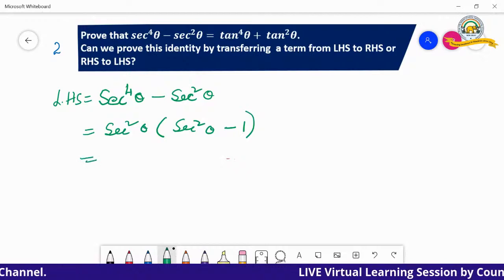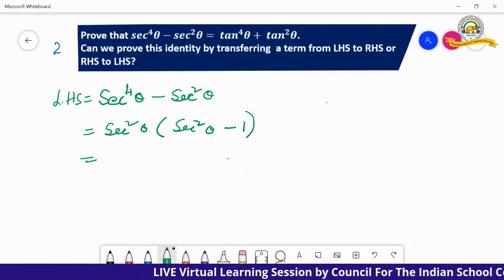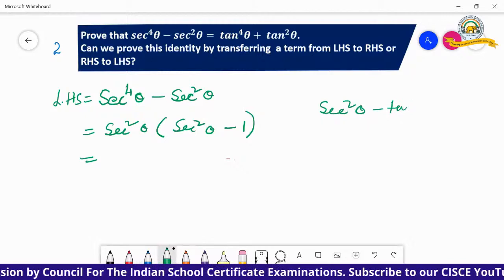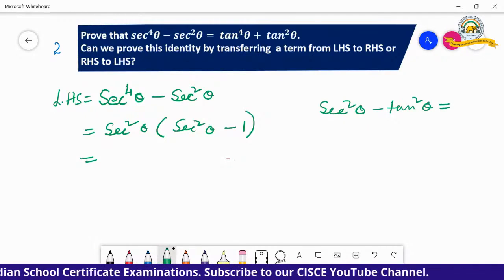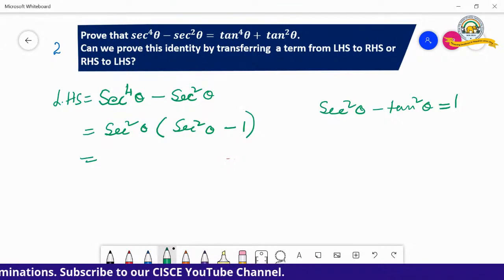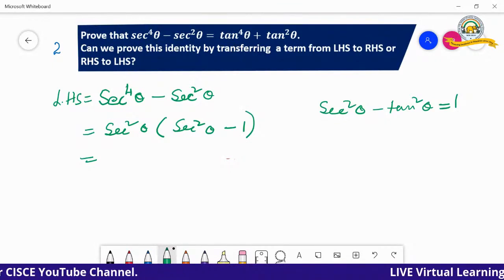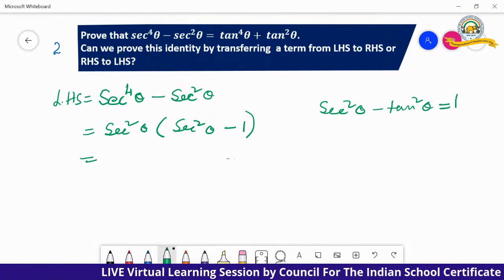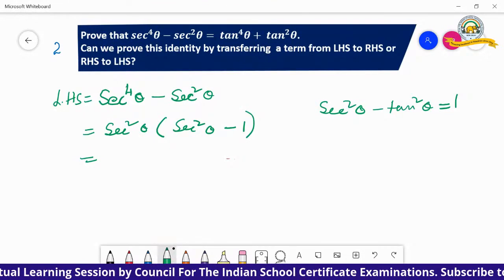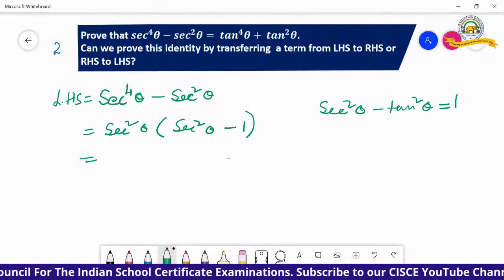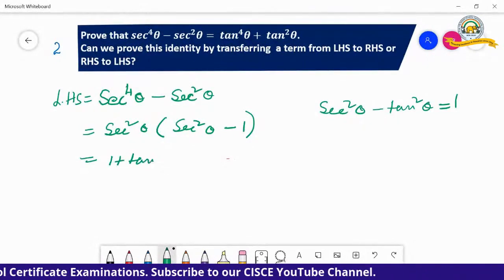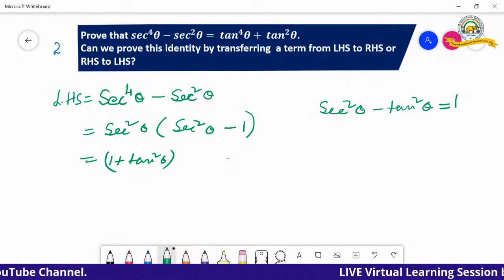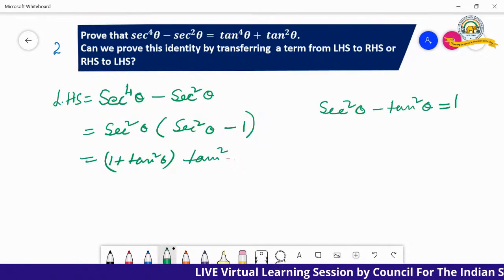So what is sec square theta minus 1? Now we know that sec square theta minus tan square theta equals 1. So this we already know, and we are going to use it. My right hand side is in terms of tan, so therefore I want to change to tan. So sec square theta can be written as 1 plus tan square theta. And again, sec square theta minus 1 can be written as tan square theta.